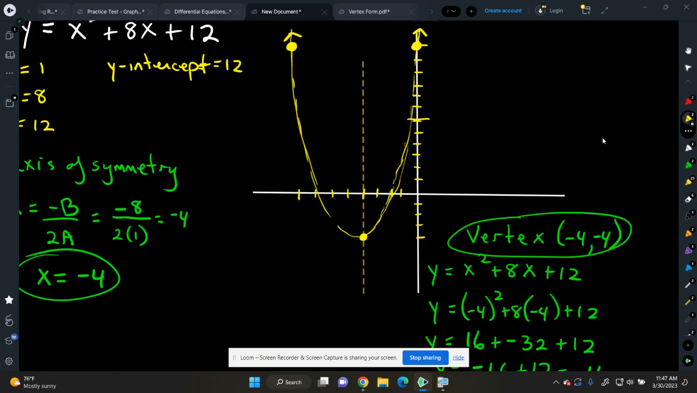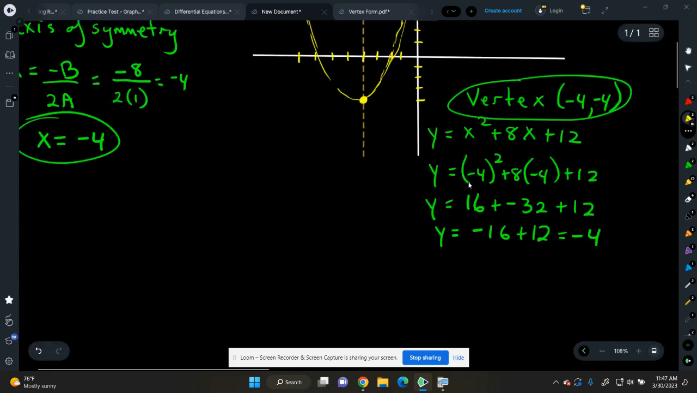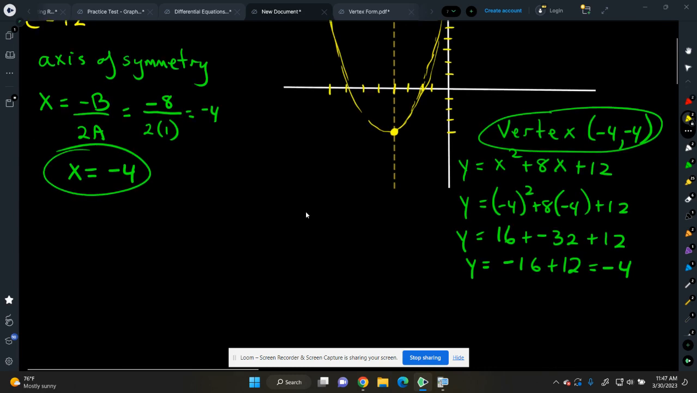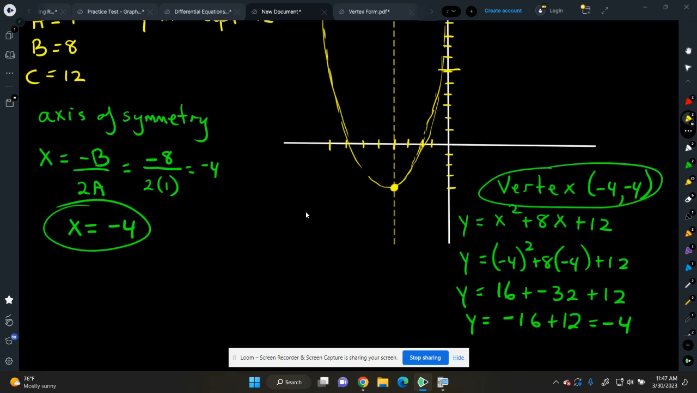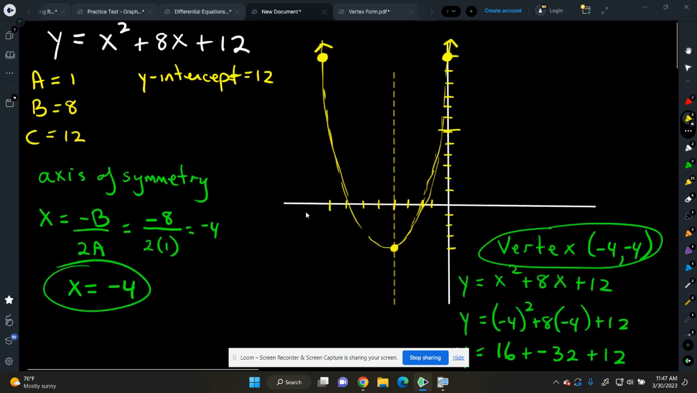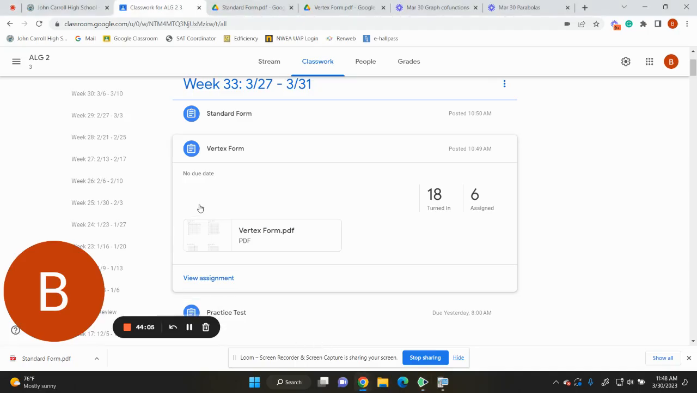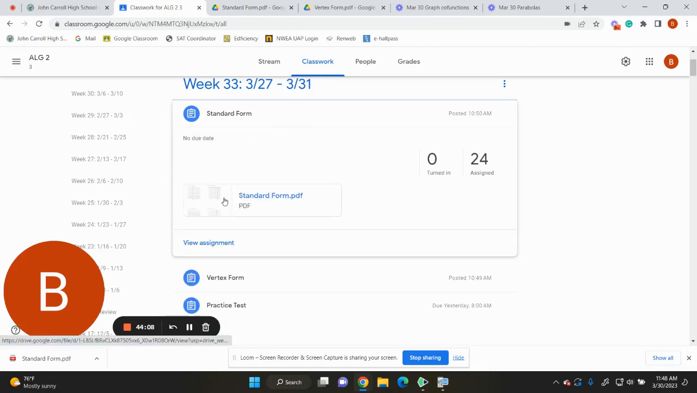Okay, not too bad, right? Yes, there's another worksheet in Google Classroom. There are 4 problems. You need to show all of this work. If you simply sketch it, I will give you 0 points. You have to show this work. You must show this work, okay? So there's a worksheet in Google Classroom called Standard Form.